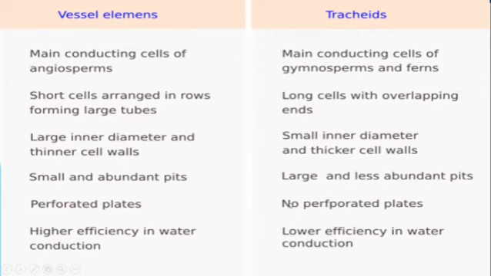Vessels have small and abundant pits; tracheids have large and less abundant pits. Vessels have perforated plates; tracheids have no perforated plates. Vessels have higher efficiency in water conduction, and tracheids have lower efficiency in water conduction.